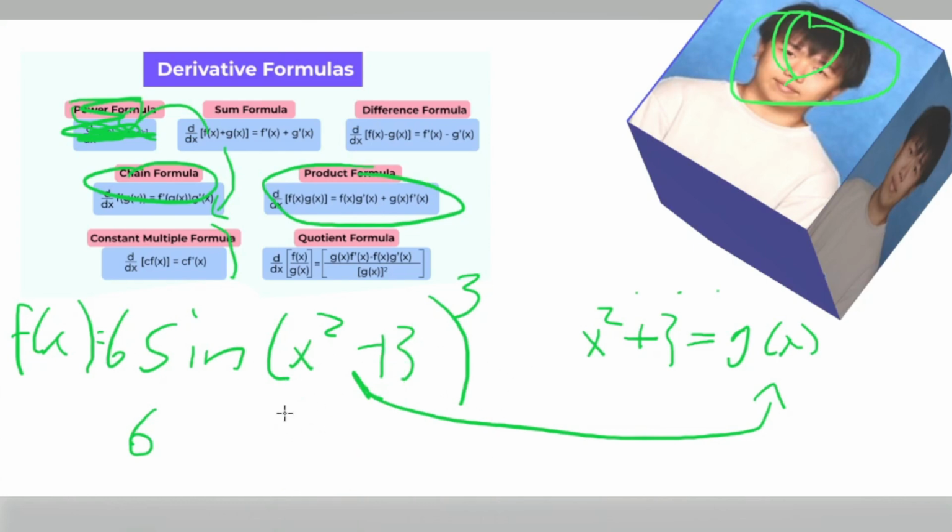So basically, if you were to find a derivative of this, you would use the chain rule, use the constant multiple formula, which is the 6 right here, and you'd also use the product rule right here. And I'm not going to explain that one because it's going to take too much time. I'm too lazy.